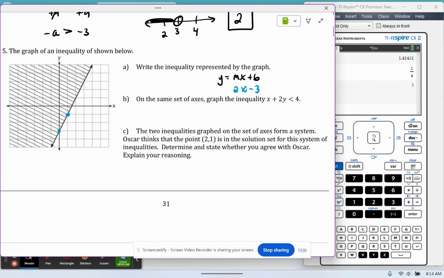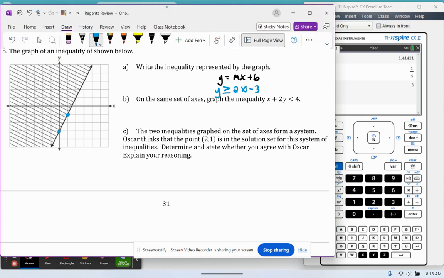2/1. And then what's the inequality symbol? Are we shading up or shading down? We're shading up, so we are greater than. And then what kind of line is that, dashed or solid? So I'm going to put greater than or equal to. On the same set of axes, graph the inequality right there.